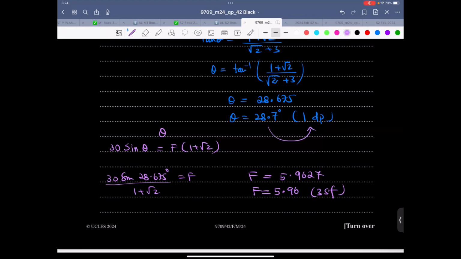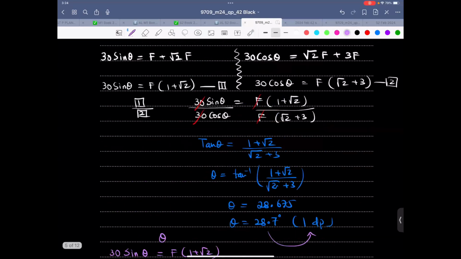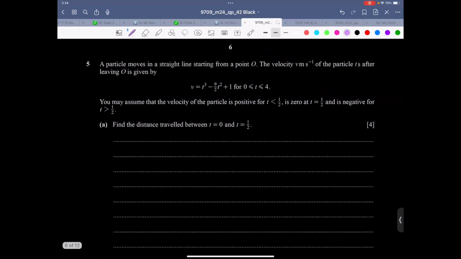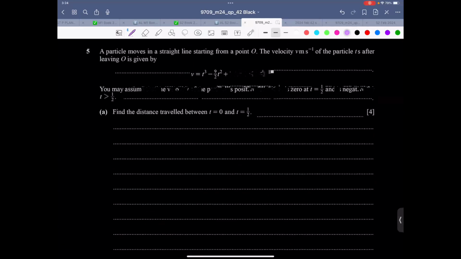Angles in degrees, the final answer to 1 dp. Any other non-exact answer correct to 3 significant figures. So question number 4 is completed. Let's move to question number 5.